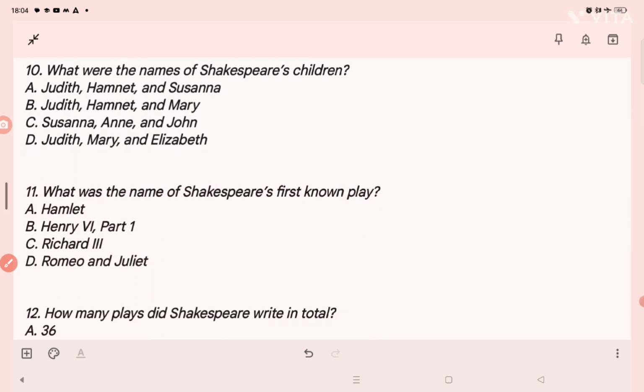What were the names of Shakespeare's children? Option A, Judith, Hamnet and Susanna. Shakespeare's children were Susanna and twins Judith and Hamnet. Tragically, Hamnet died at the age of 11, in 1596.